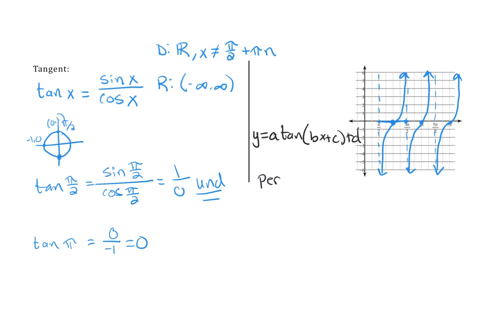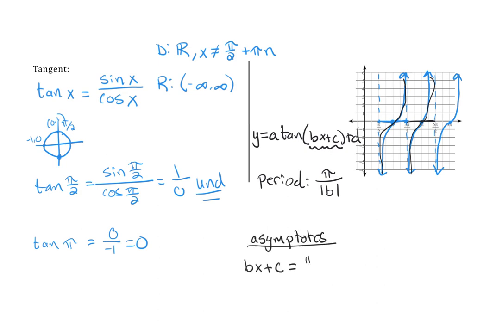And then periods of the tangent function. To find the period, it is pi divided by the absolute value of b. So not 2 pi, but pi, because it repeats every pi. And then you can find those asymptotes by doing these little equations. If you have a phase shift, that is going to shift those asymptotes. So if you take that bx plus c and set it equal to pi over 2 and negative pi over 2, solve for x, then you can find the new asymptotes with that phase shift.